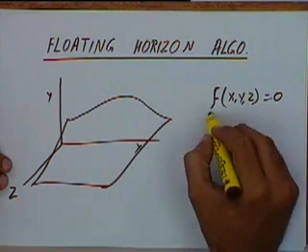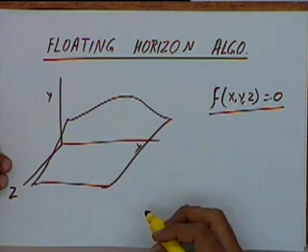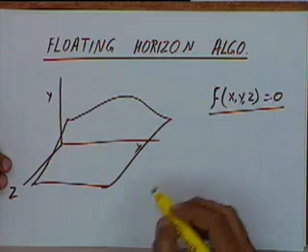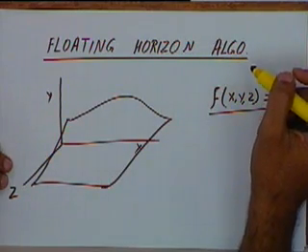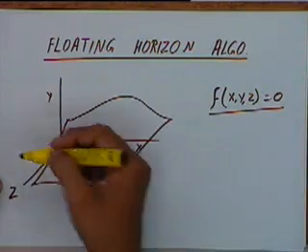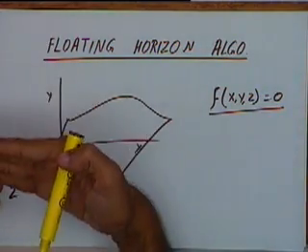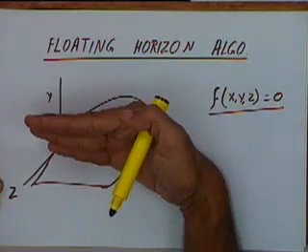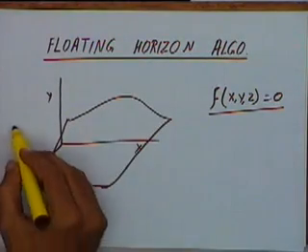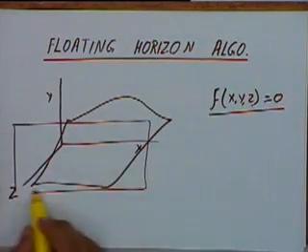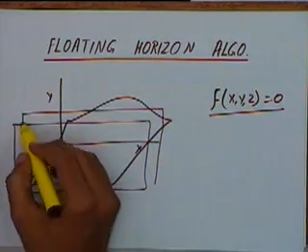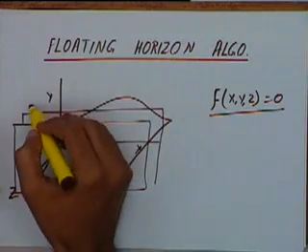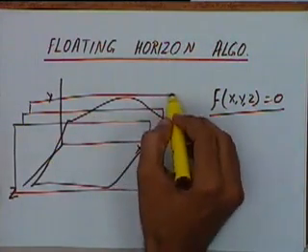If my surface is given in this form, in that case I can use this floating horizon algorithm. Essentially what we will do is we will take vertical planes, parallel to the xy plane. I will take one vertical plane like this, then I will take another vertical plane which will be just behind it, and then another one just behind that.